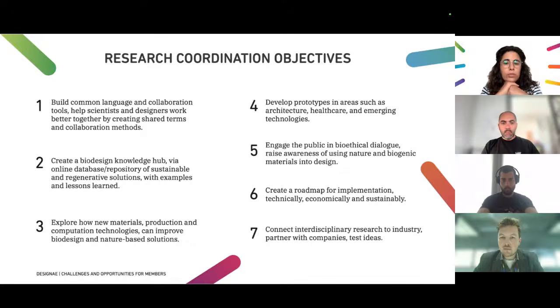So there are 7 research coordination objectives. The first one is building a common language and collaboration tools so that we can better communicate amongst ourselves, because the network is currently more or less around 300 people. These people have different disciplinary backgrounds. So we have designers, we have architects, but we also have biochemists and engineers and biotechnologists. And the way they understand and operate within this broad landscape of biodesign is very different.